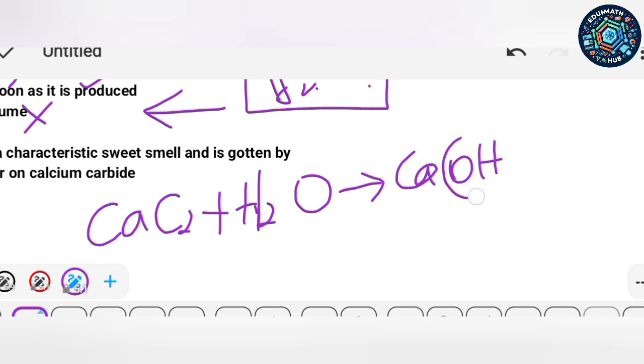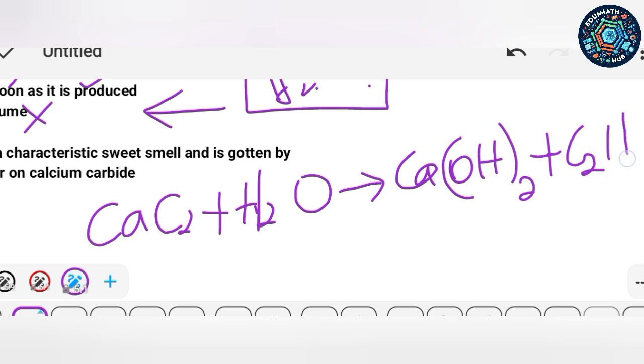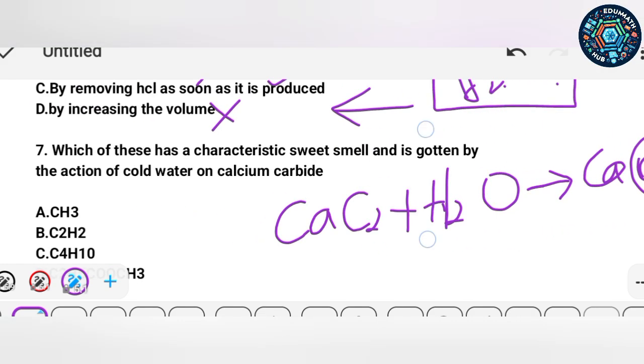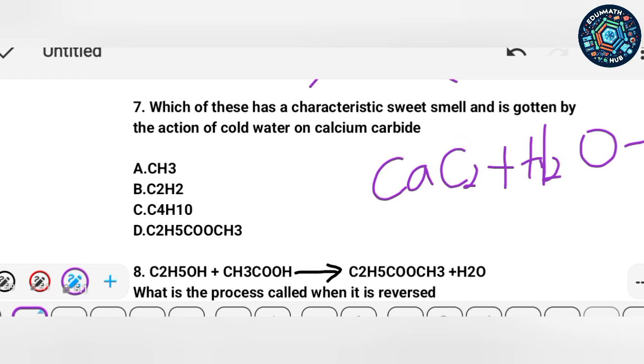Ca(OH)2. Then this will now produce a gas. That's C2H2. C2H2 is acetylene or ethine. So ethine is produced. And ethine has a sweet smell. Not really sweet like that, but a sweet, pungent smell. So don't be confused about the options. Just look for ethine there and pick it. So this is ethine here.